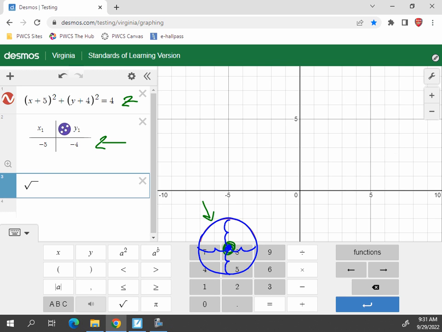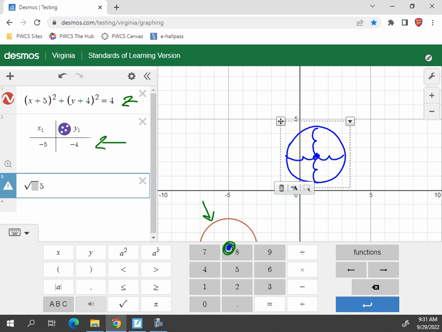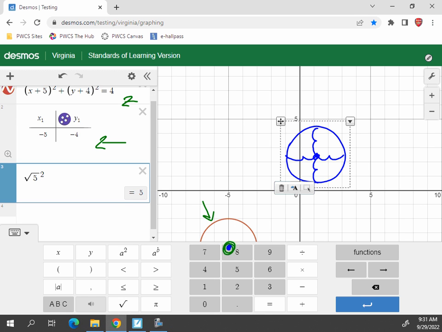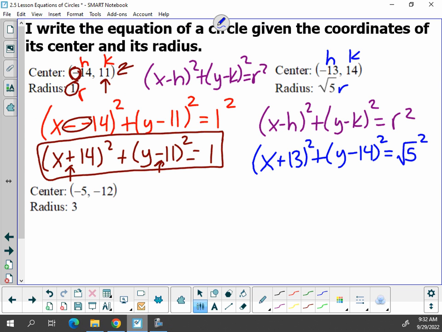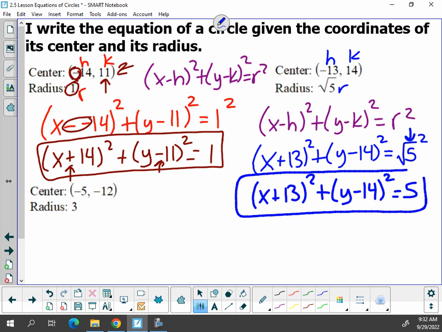I'm going to do the square root of 5. Square root 5, and then I'm going to square it, and you can see that that is 5. So the right side of my equation becomes just 5. So I'm going to go ahead and rewrite that. Of course, if we were asking you to write the equation of this circle and you left it like this, it would still be right. But we just traditionally see it this way, and so it's good to keep writing it the way that you might see it.